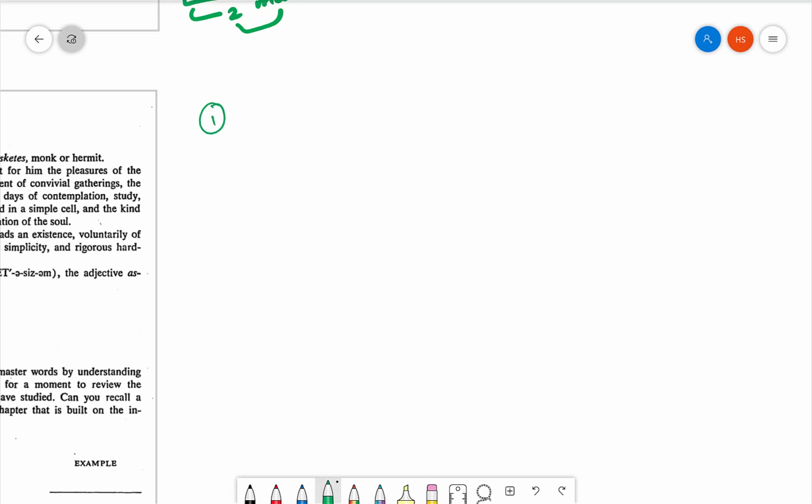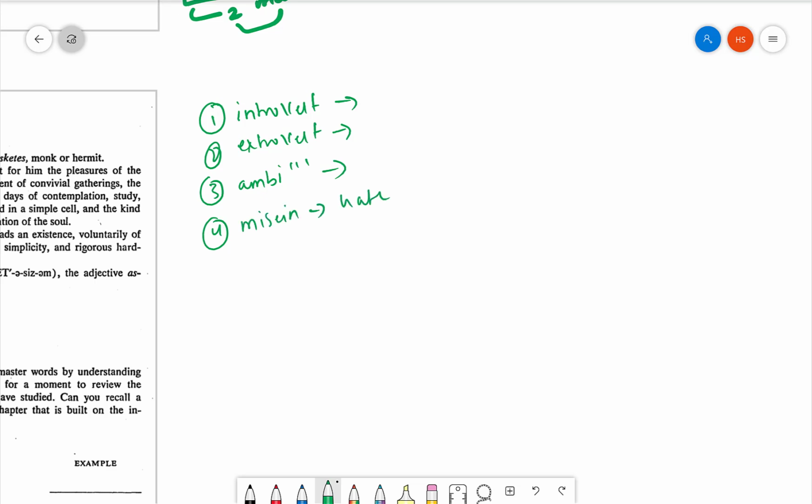Let's summarize what we did in this session, all the words and roots that we learned. The first word was introvert, which means to turn inward. Extrovert is to turn outward. Third is ambivert, to turn inward and outward, the person who is both an introvert and an extrovert. Then we learned miseo, which means hate. Then gyne, which means woman. Gamos means marriage.